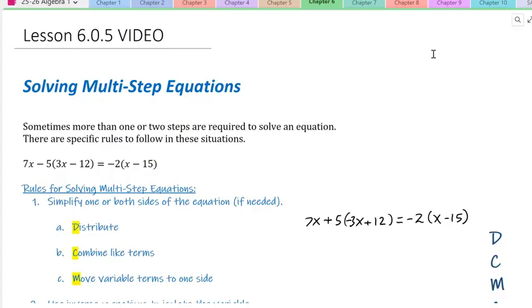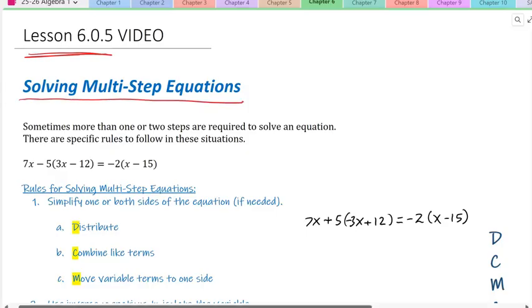Today we are looking at lesson 6.0.5. This is the second half of our review lesson on solving multi-step equations. Please make sure that you write the lesson 6.0.5 at the top of the page in your math notebook. Also write the title, Solving Multi-Step Equations. And let's get started.